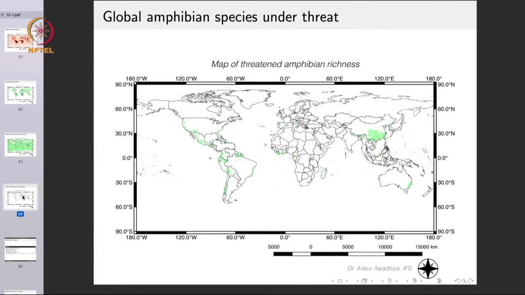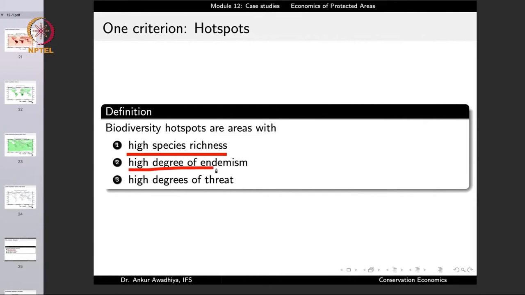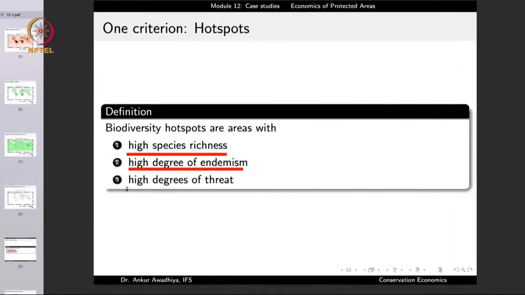Then we can also have a look at different categories of species, such as the number of amphibian species under threat. So what we do is that we look for those areas that have high species richness, which means these areas have a large number of organisms. And if you create a protected area in one of these locations, then you will be able to afford protection to a very large number of species, because these are the areas with high species richness. We look for those areas that have a high degree of endemism. So if an organism is only found in one area, you will have to provide it protection in that area. Because if you do not do that, that species will become extinct very soon. And we look at those areas that have a high degree of threat, or at least a moderate degree of threat.